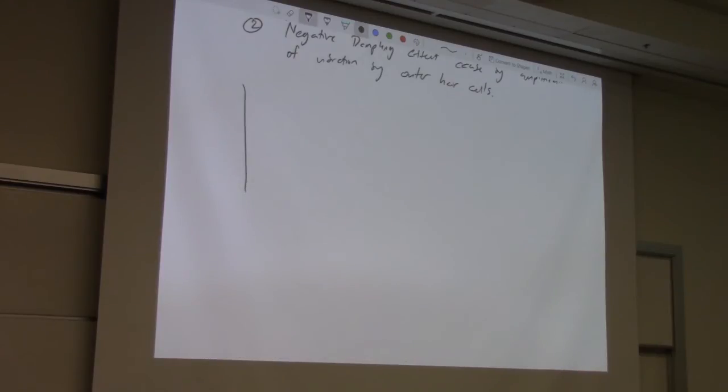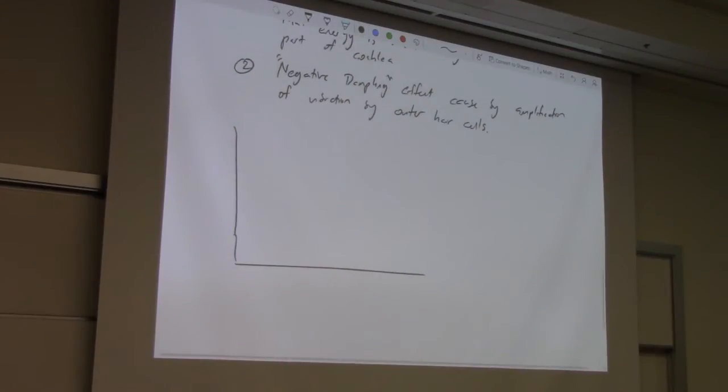Okay, so I'm going to do a little bit of a flip from up to down. Does that word say underneath negative damping? Oh, sorry about that. Negative damping effect caused by amplification of vibration by outer hair cells.